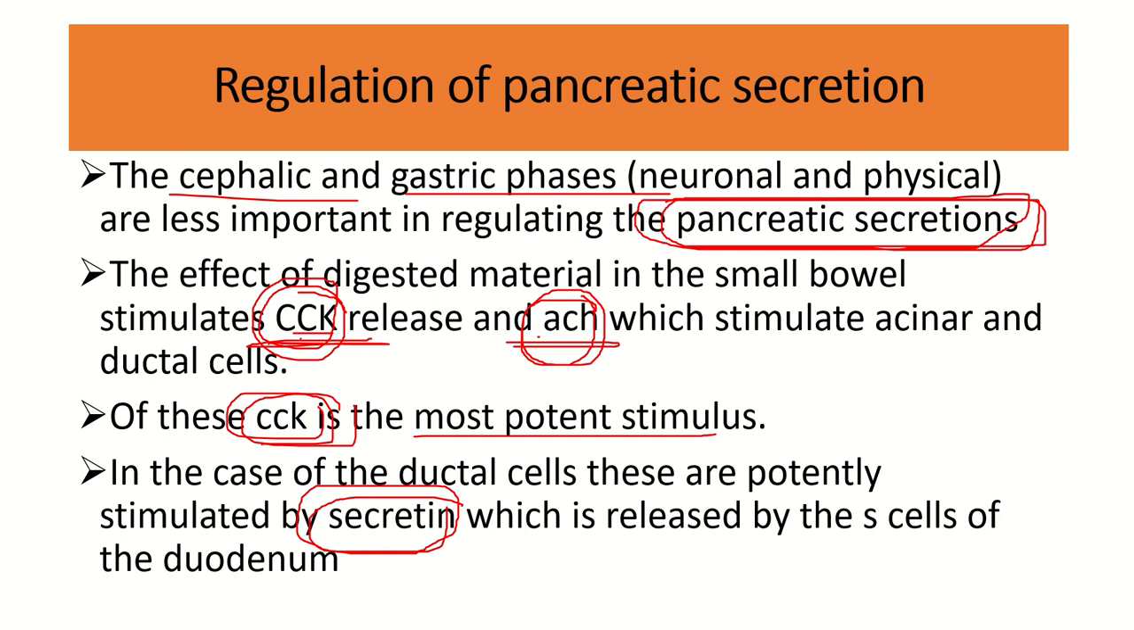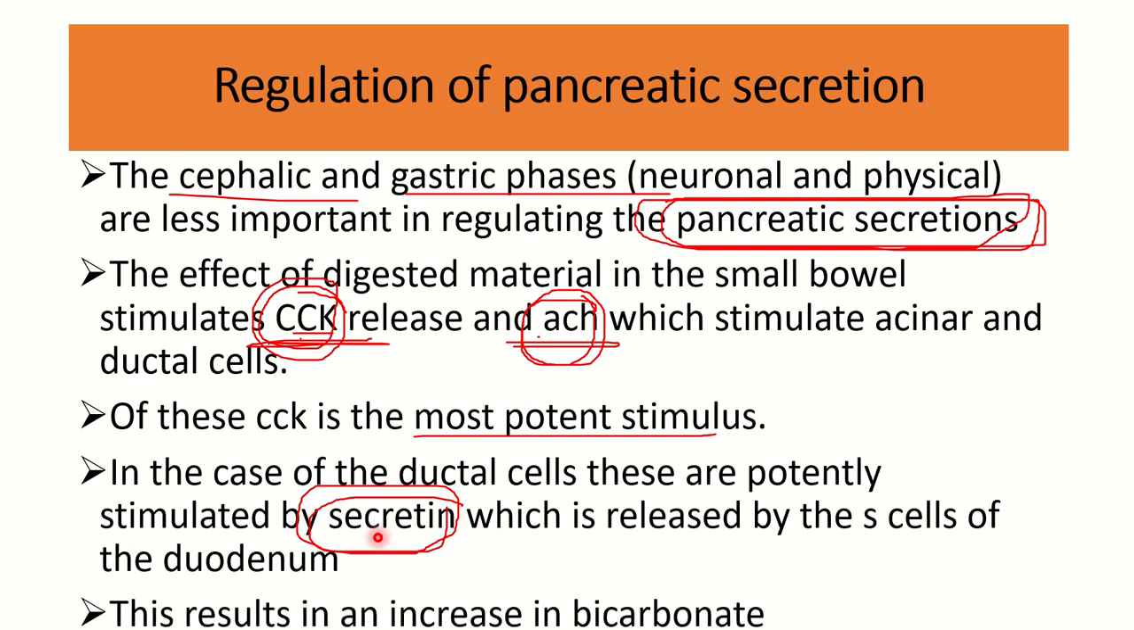So here we can see three important things. One is cholecystokinin, second one acetylcholine, and third one secretin. They are the main regulators of the pancreatic secretion. And this results in an increase in bicarbonate and an enzyme-rich fluid.